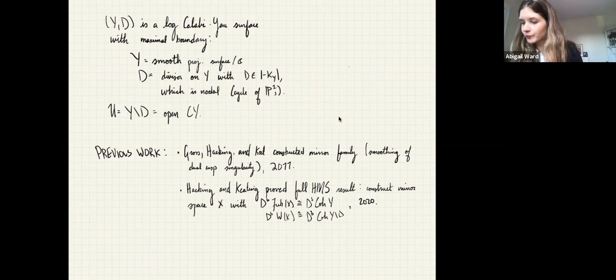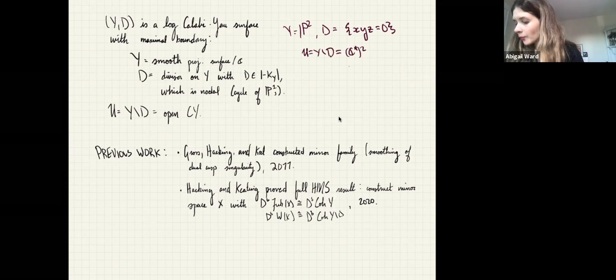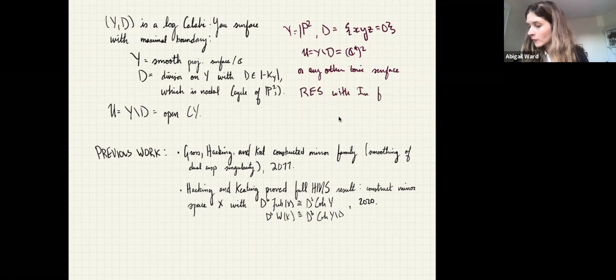An example of this: you can take P2 with its toric boundary divisor. Then U, which is equal to Y minus D, is just (C star) squared. Or any other toric surface. You could also take, say, some rational elliptic surface with an I_N fiber, and you take that fiber to be D.